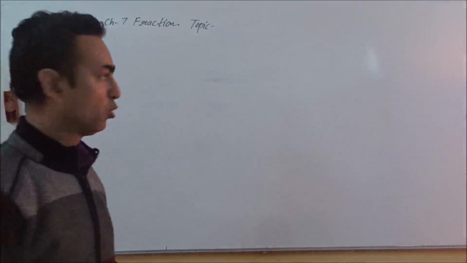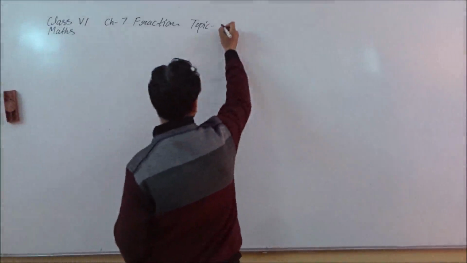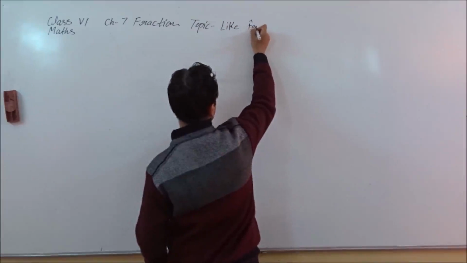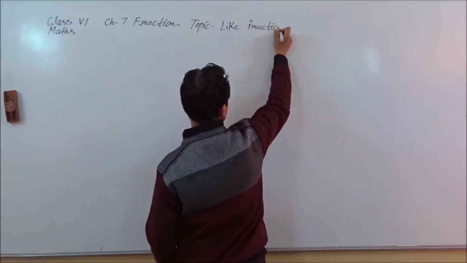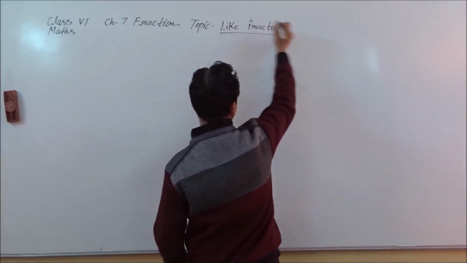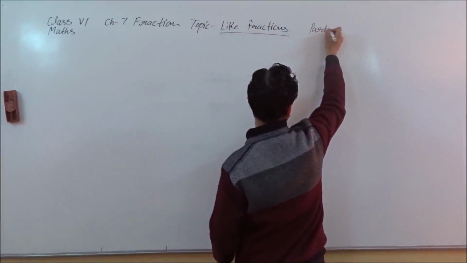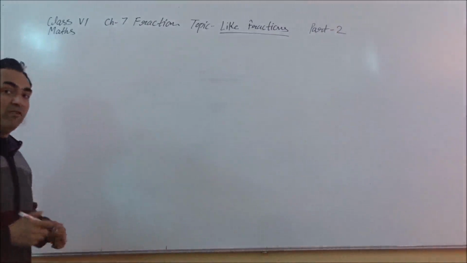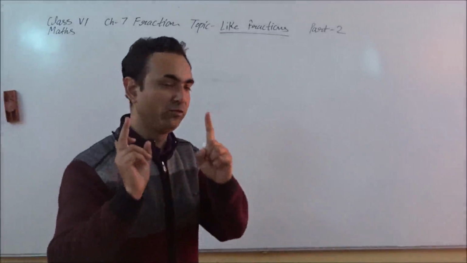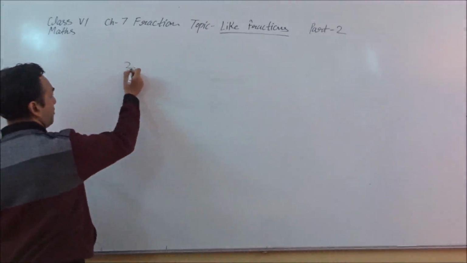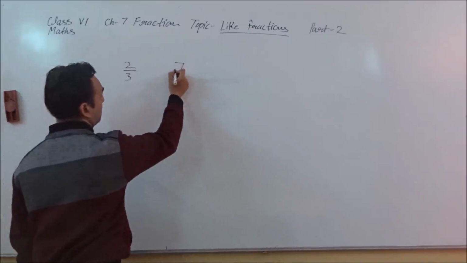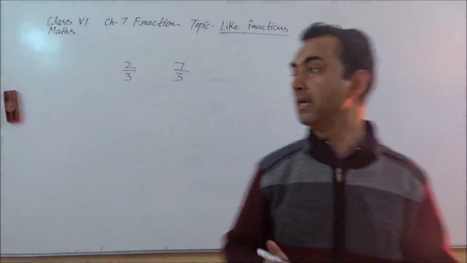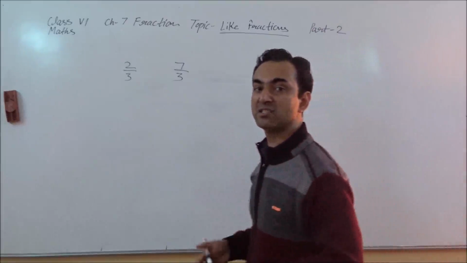Okay, now we take the other topic. The topic is like fractions. What is meant by like fractions? We take two fractions, 2 upon 3 and 7 upon 3. Can you get any similarity, any common thing in these two fractions?